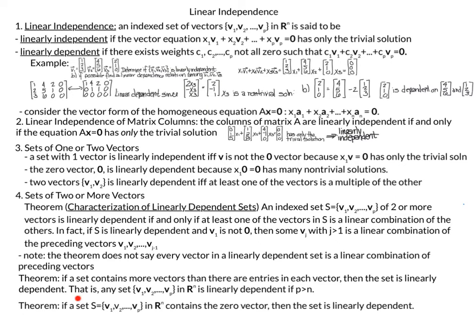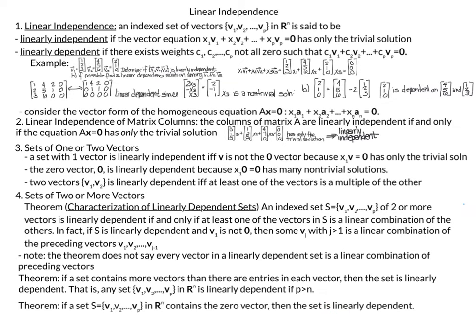Last, we had two more theorems. If a set contains more vectors than there are entries in each vector, then the set is linearly dependent. That is, for p vectors in Rn, they'll be linearly dependent if p is greater than n. There are more unknowns than there are equations. And the last theorem: if a set S contains the 0 vector, then the set is linearly dependent.